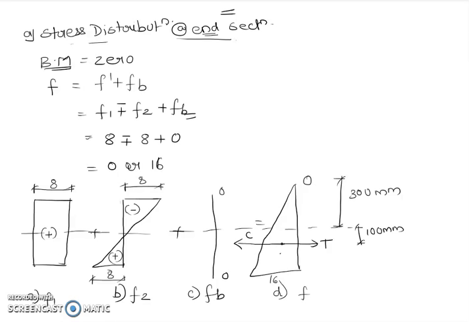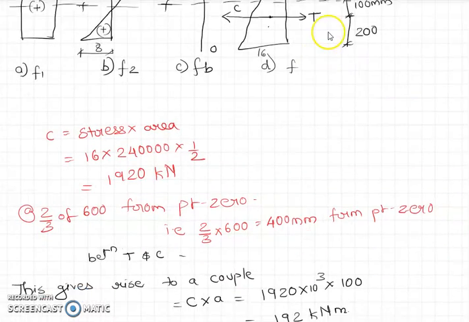So here the line of action of C and T coincides. So there is no couple. It will be equal to 0. There won't be any couple that will be formed because there is no distance, because the line of action of C and T is the same. Okay. So because of this eccentricity, this moment becomes 0. So this is the stress distribution at the end of the section.